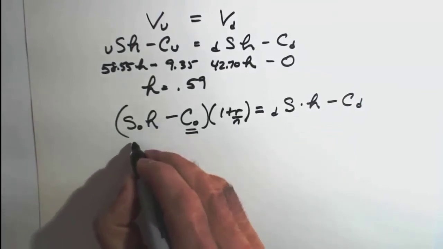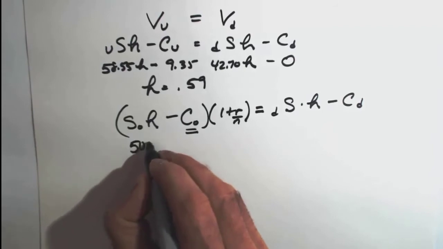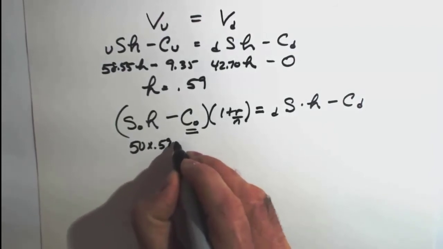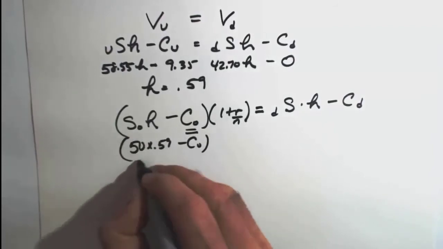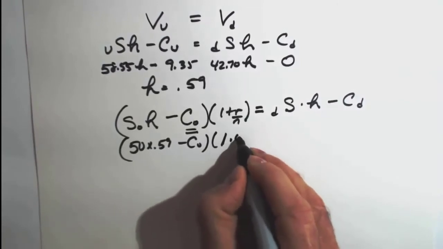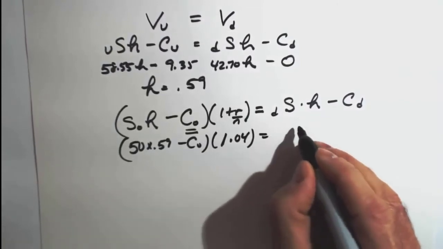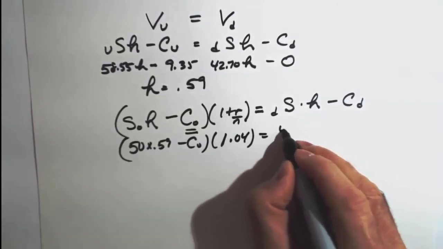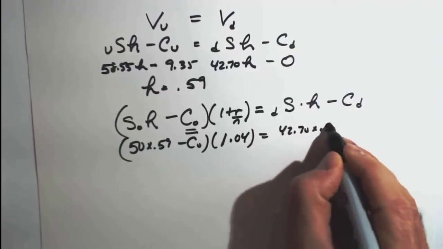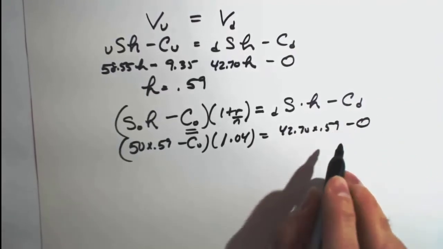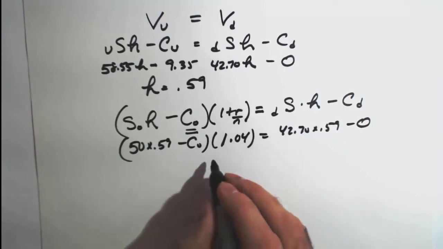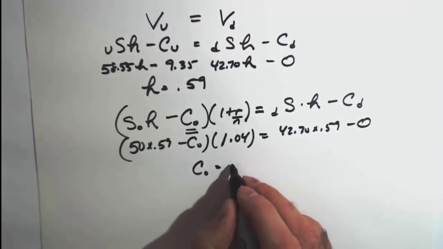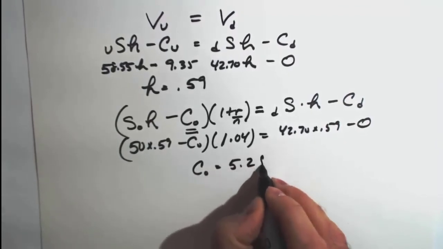And so if we put in $50 times 0.59 minus C subscript 0, this is 1.04. This turns out to be 42.70 times 0.59 minus 0. And so when you solve for this, the call is worth $5.28.